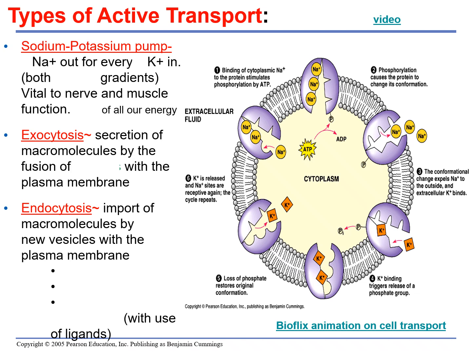Now let's look at the types of active transport. The sodium-potassium pump, as I mentioned on the prior slide, is a key one. This is when 3 sodium molecules are taken out for every 2 potassiums taken in. And these both go against the gradients. But this is very important to nerve and muscle function. And it uses about 30% of all our energy.